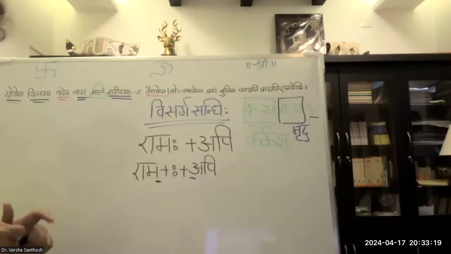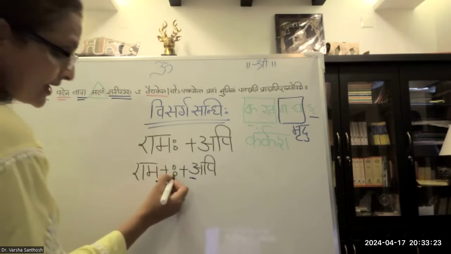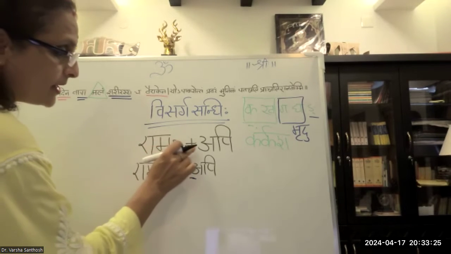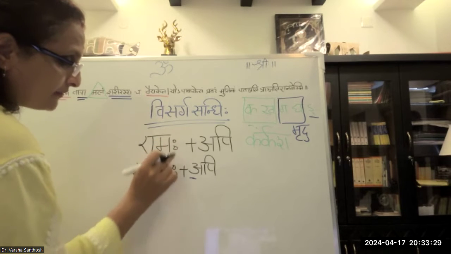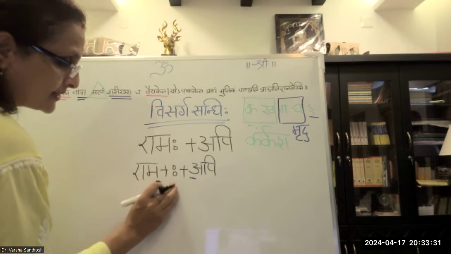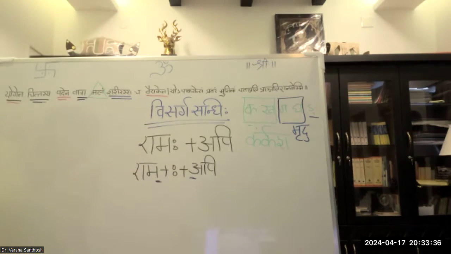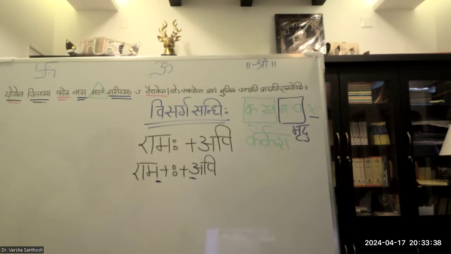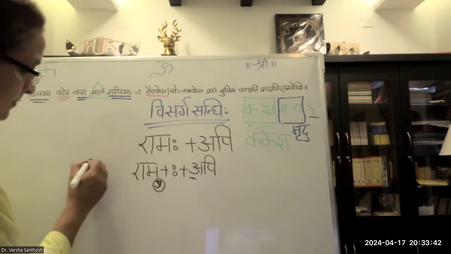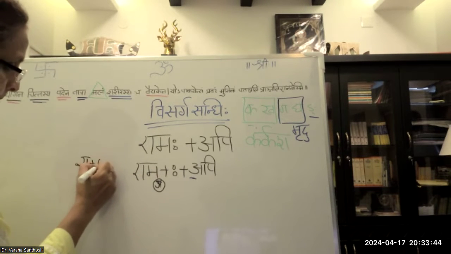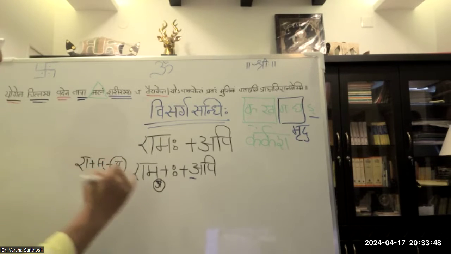Guruji, one more time you can explain, please. Visarga is there, right? Our word is Ramaha api. So we are seeing Visarga Sandhi. The Visarga I have taken separate: Rama plus Visarga plus api. Before Visarga, there is a Hrasva Akara. There is a. This you are seeing in Rama: Ra plus ma plus a.